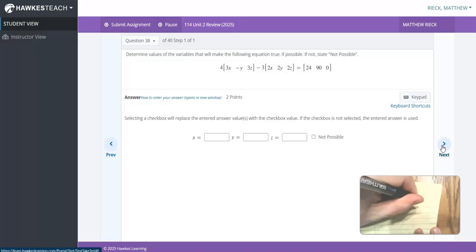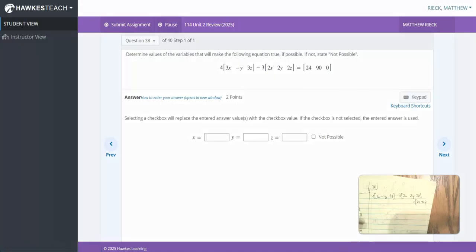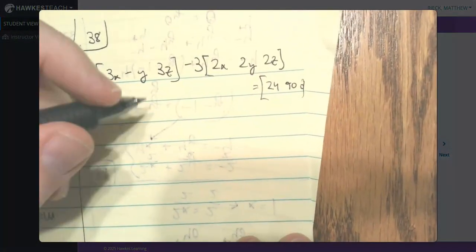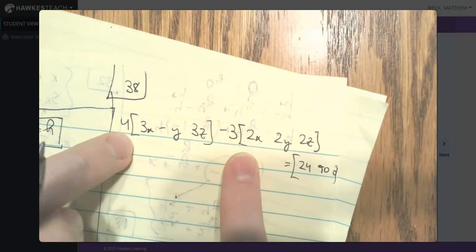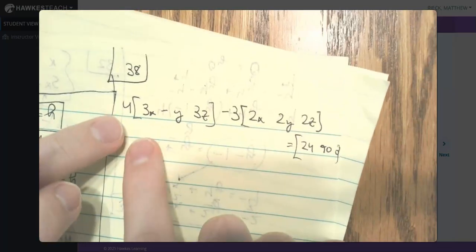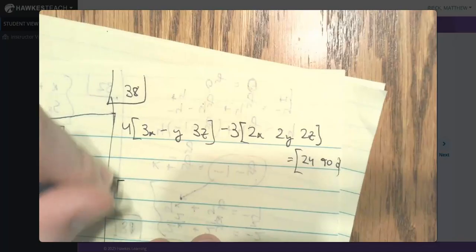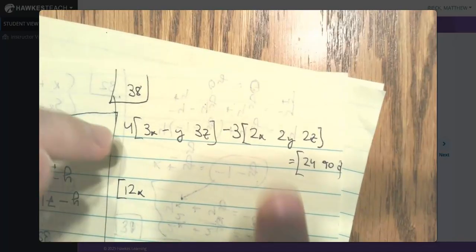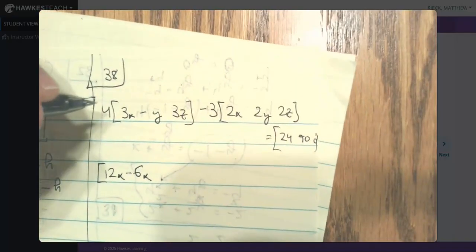2x, 2y, 2z equals 54, 90, and 0. Alright. Okay. So here again we're subtracting two matrices, but first we also have scalar multiplication occurring as well. So here we have 4 times 3x. So that's going to be 12x, minus 3 times 2x, so minus 6x. So that's going to be my first entry there.